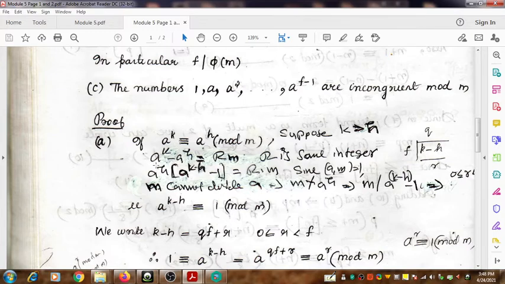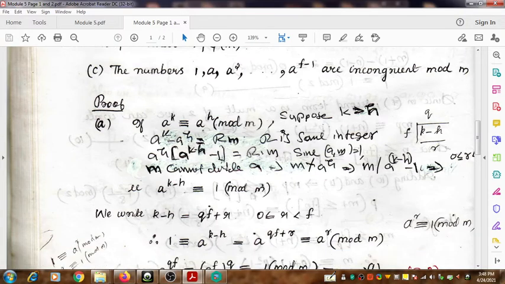So what does it mean when k is greater than h? What does the given statement, which is accepted as true, mean? It means that when you subtract a raised to h from a raised to k, you get a number that can be divided by m completely, or that can be written as r into m, where r is some integer. So a^k - a^h = r·m, where r depends on the quantity that we take here.